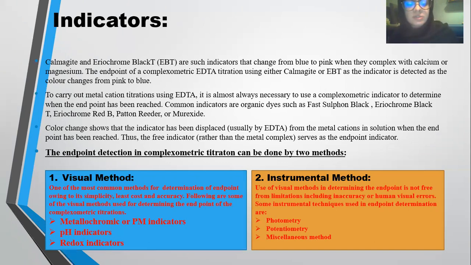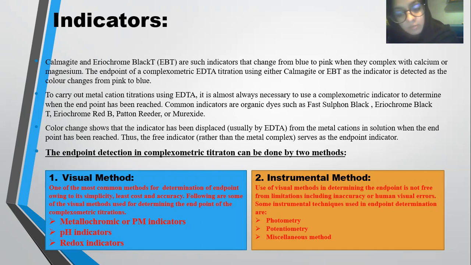Endpoint detection in complexometric titration can be done by two methods. Number one is the visual method, and number two is the instrumental method. What is the visual method? It is one of the most common methods to determine the endpoint, owing to its simplicity, low cost, and accuracy. For instance, some visual methods used to determine the endpoint of the complexometric titration are metallochromic indicators, pH indicators, and redox indicators.